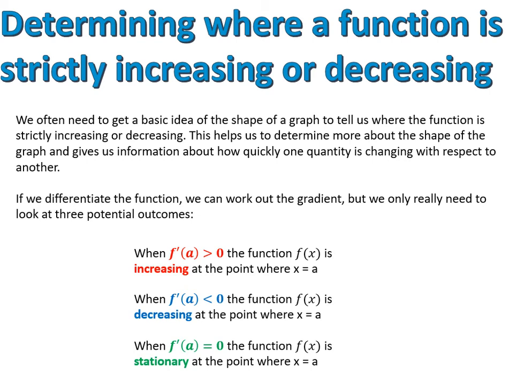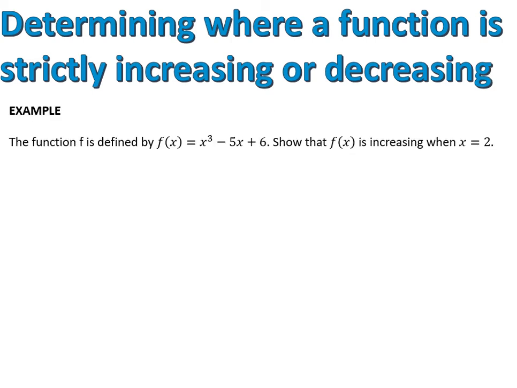So this is very, very similar to what we're doing in terms of the nature table, but the question you're asked in the first instance is slightly different. Okay, so I'll go through three examples. There's ever so slight difference between all of them, but they're not too long, not too stressful. Okay, so the function f in this case is defined by f of x equals x cubed minus 5x plus 6. Show that f of x is increasing when x equals 2.